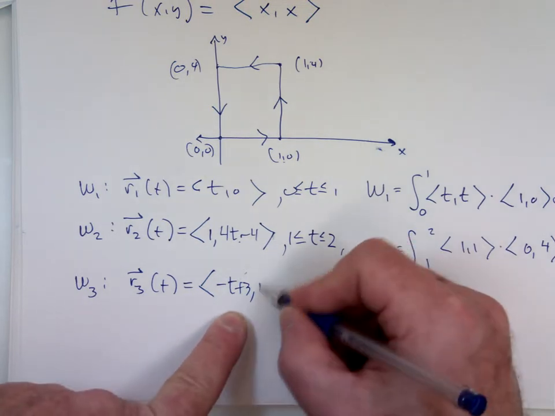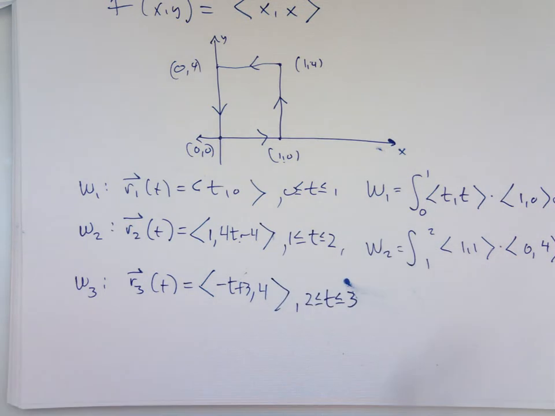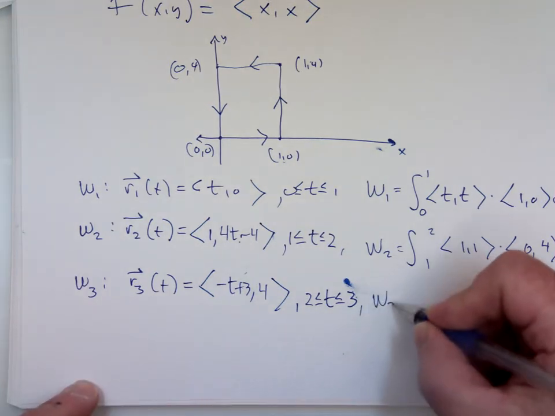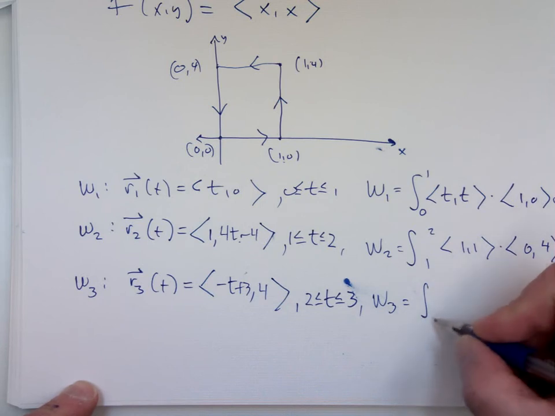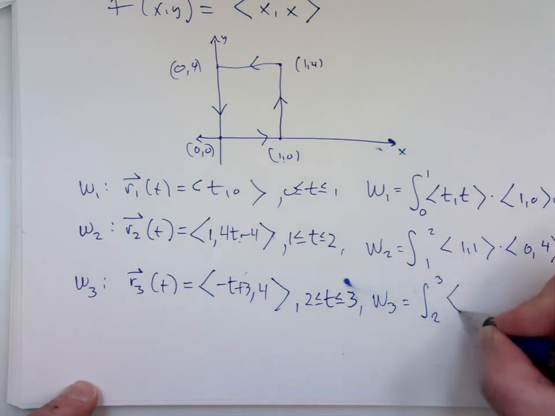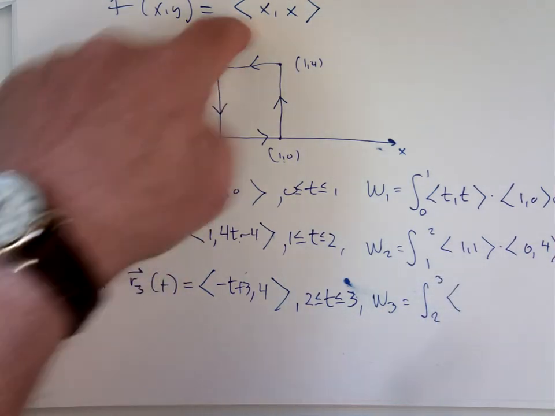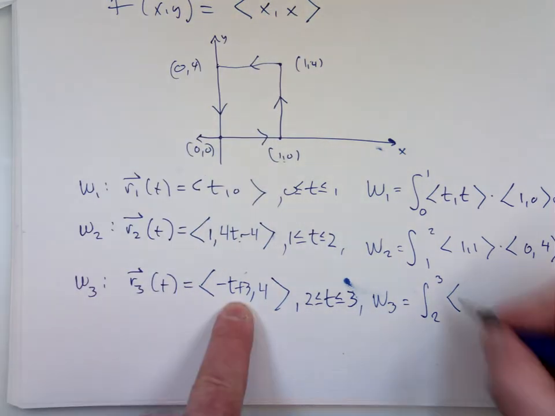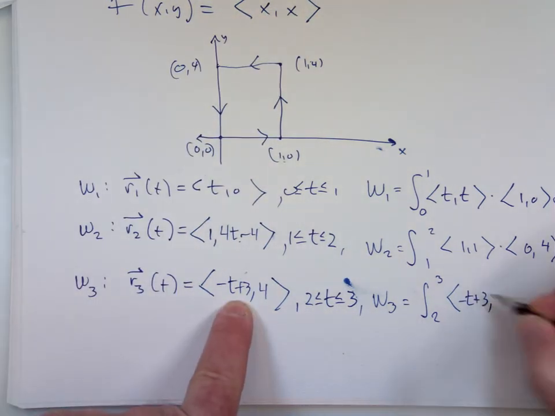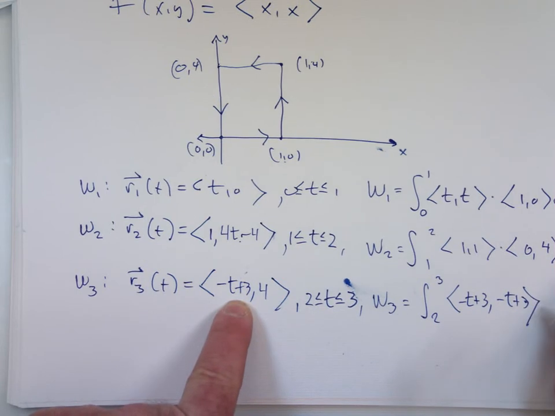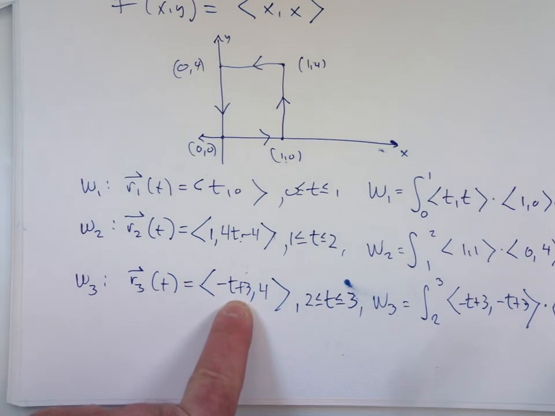Okay? They all set on that? Wait, why would we? Oh, because it doesn't change. Doesn't change. W3, the third piece of work, the integral from 2 to 3, x, negative t plus 3, negative t plus 3, dot r prime, okay, negative 1, 0, dt.